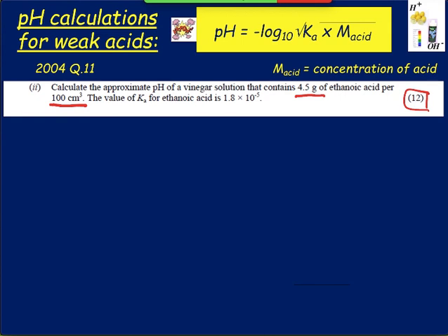So the answer that you should be getting is 2.43.